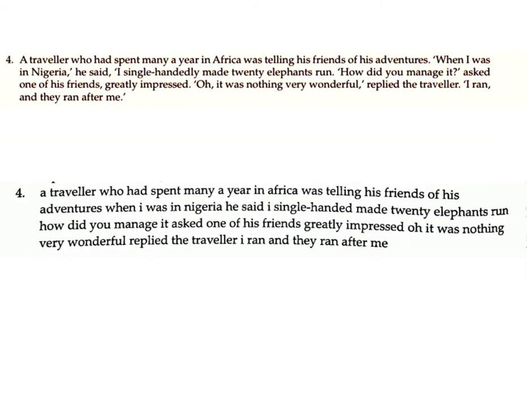4. A traveler who had spent many a year in Africa was telling his friends of his adventures. When I was in Nigeria, he said, I single-handedly made 20 elephants run. How did you manage it? Asked one of his friends, greatly impressed. Oh, it was nothing very wonderful, replied the traveler. I ran, and they ran after me.